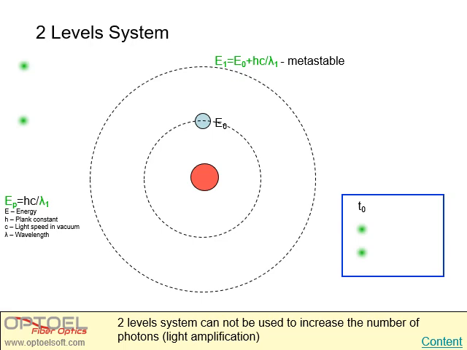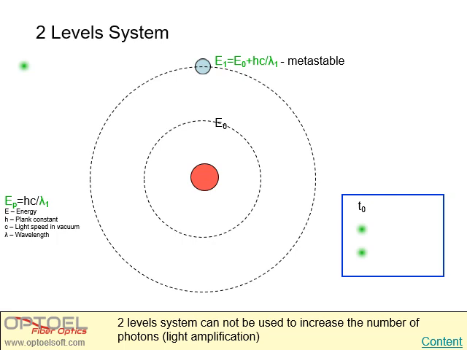We have here the simplest structure having only two energy levels, ground level E0 and a metastable level E1. Having only two levels, the only interaction possible is with a photon having the energy E1 minus E0. So, let's consider that the first photon is approaching the atom and collides with the electron on the ground level. The photon is absorbed, and the electron will jump to the metastable level E1.